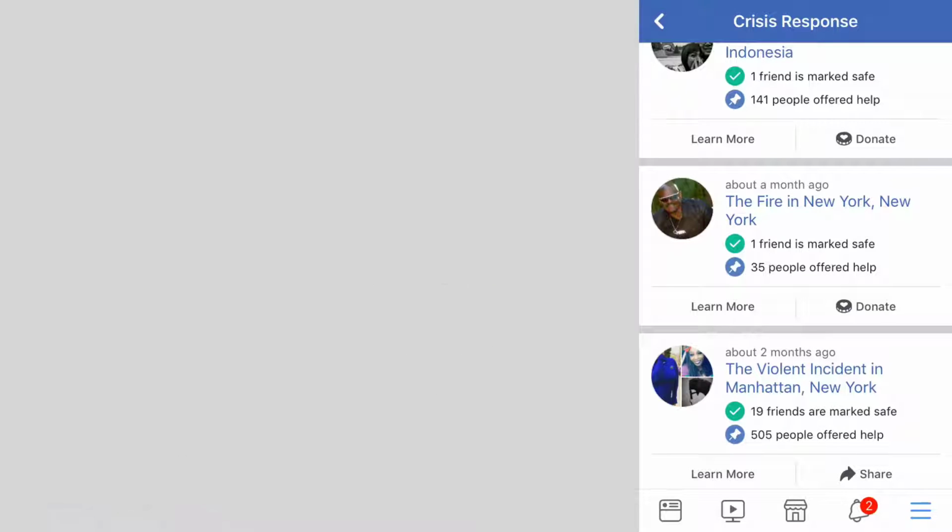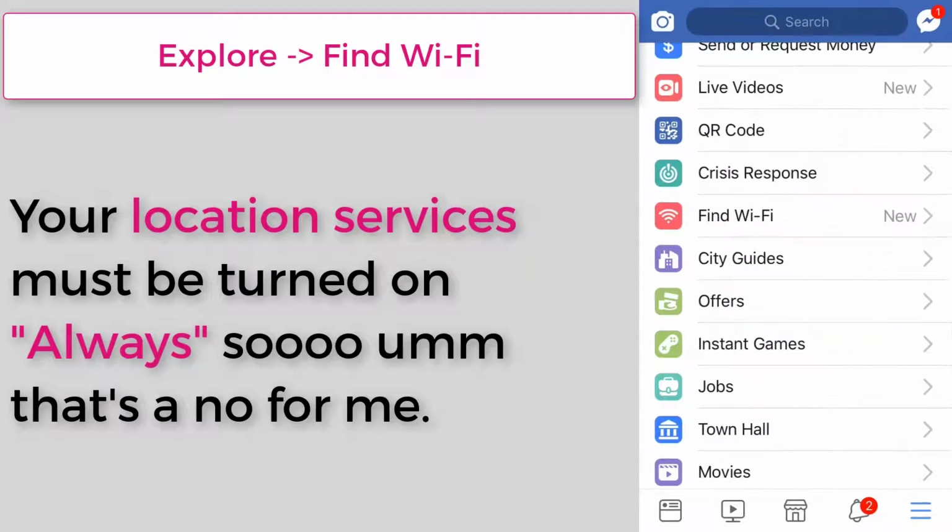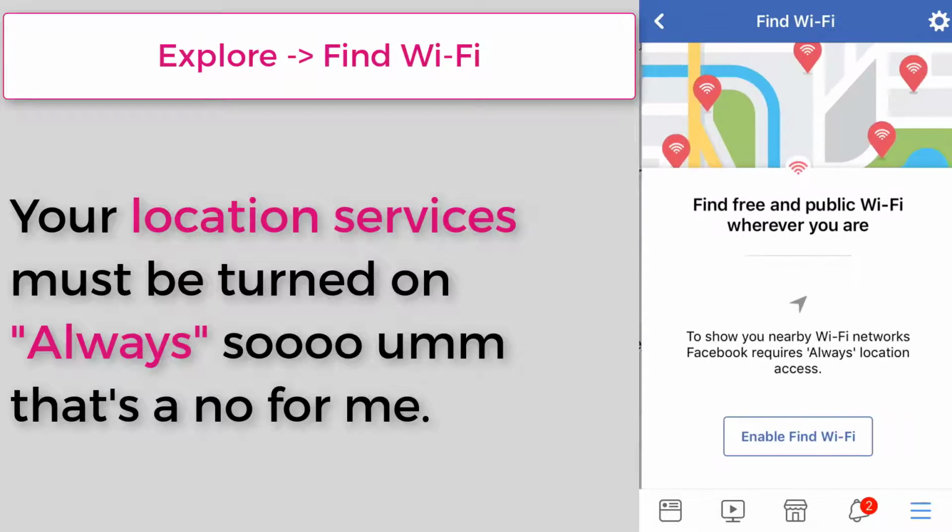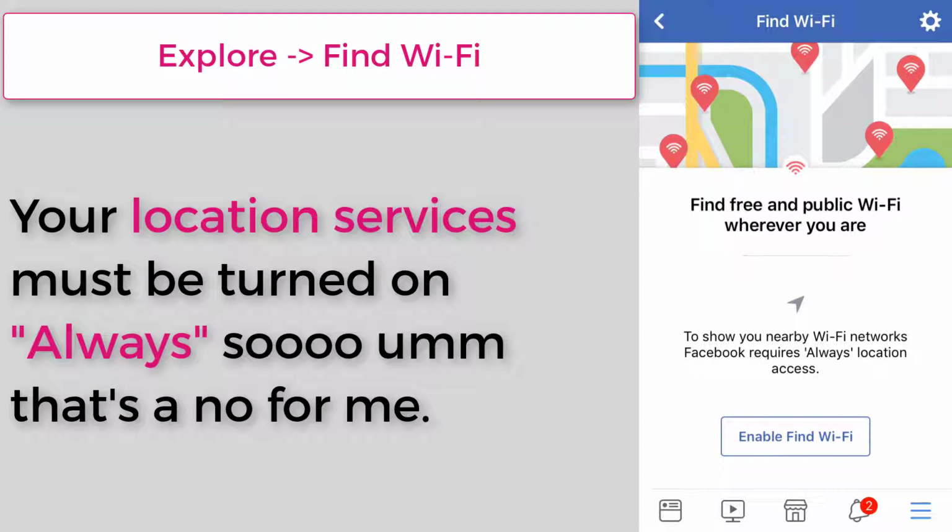Okay. Below that is free Wi-Fi. They say it's new, but it's been new forever. I don't use this because you have to turn your Facebook location on always. I only turn it on whenever I'm using the app, I believe, because it drains your battery if you have your location always on on your phone. So I don't enable that. Plus I have other apps.